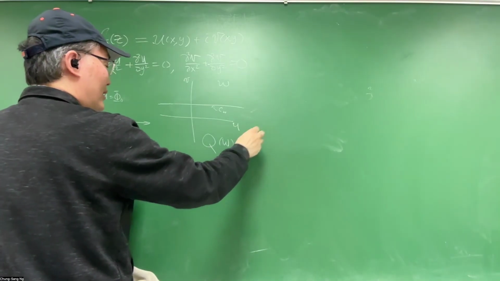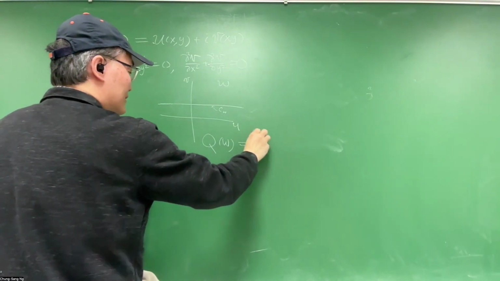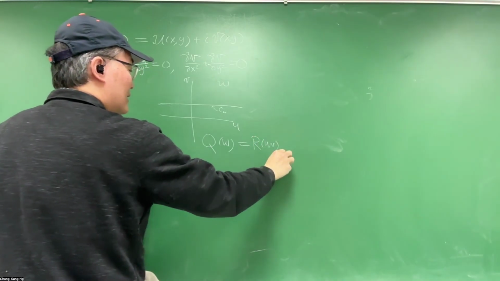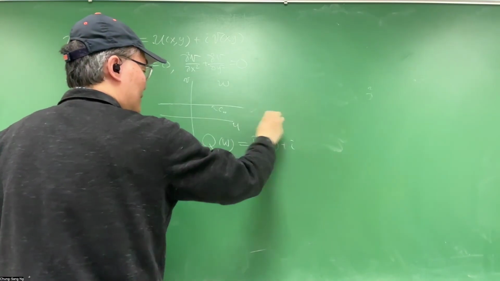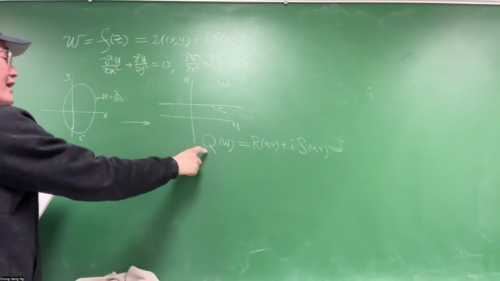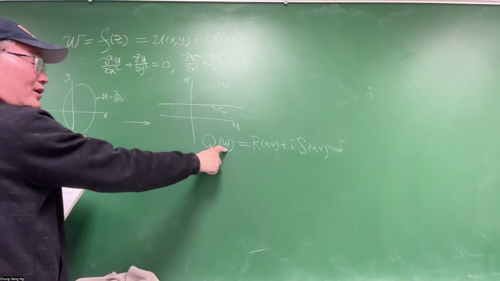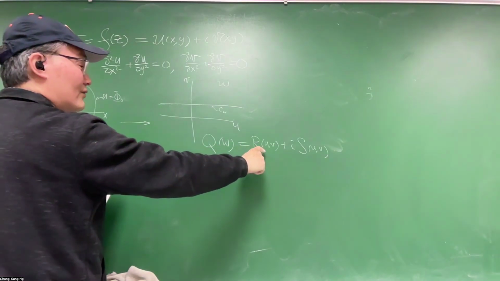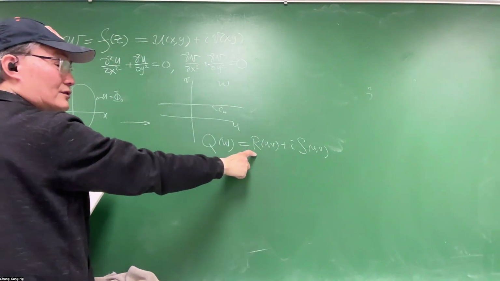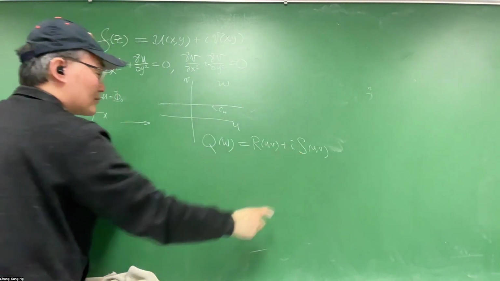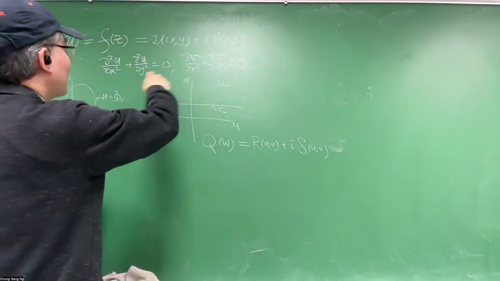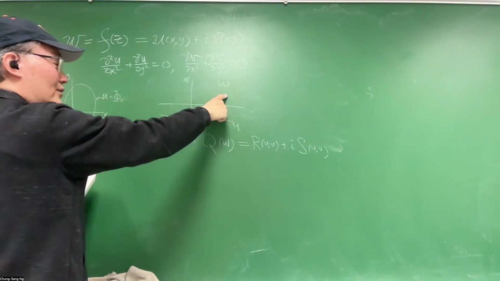It could have a real part and an imaginary part, so it's a function of U and V, and that's fine. If you find an analytic function on the W plane, it has a real and imaginary part like that. Obviously, by the same consideration, both R and S will be solutions of the two-dimensional Laplace equation on the W plane.